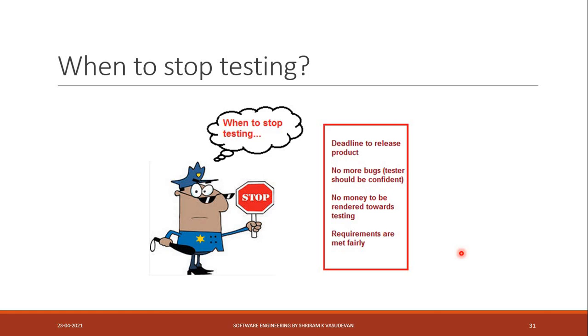Well, when do we stop the testing, sir? Very simple. The deadline has come. I need to release the product. No other go-ahead for it. No more bugs, sir, I am 200% confident. My software is working fine and I have no bugs. There you can go. I have no more money, sir, to go ahead with testing. Go ahead. The requirements are met, sir, fairly. I do not have any problem. You can go ahead with it.